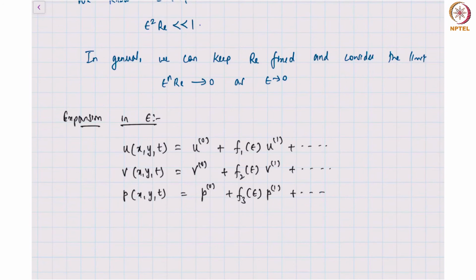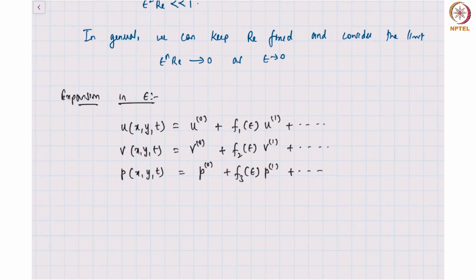Notice that the coefficient of the first term on the right hand side, that is u naught, v naught, and p naught, the coefficients are all unity. That is because these terms have to satisfy the boundary conditions. So these are referred to as leading order terms, and subsequently these are referred to as first order. Sometimes the leading order terms are also called zeroth order.